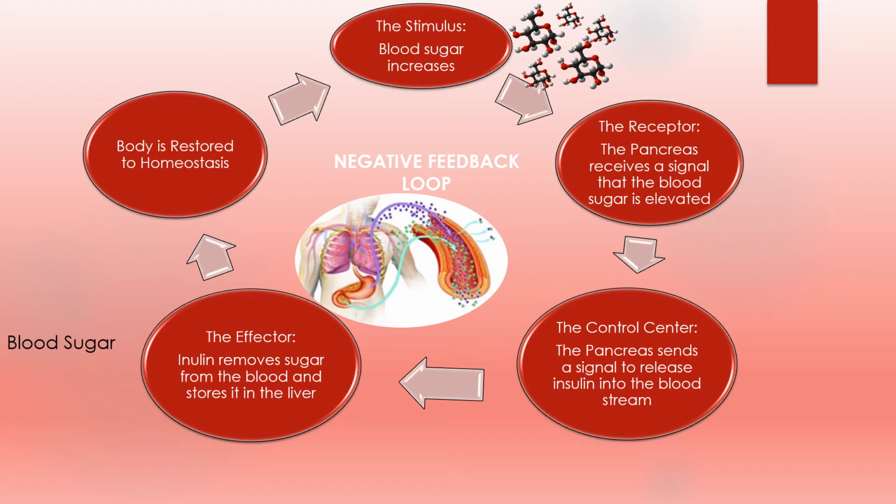The control center is also going to be the pancreas, because the pancreas is then going to send out a signal that releases insulin into the bloodstream. The insulin is then going to act as the effector, and it's going to take the sugar from the bloodstream and store it away in the liver and in liver cells, and that brings the blood sugar level back down. This restores the state of homeostasis to the body.